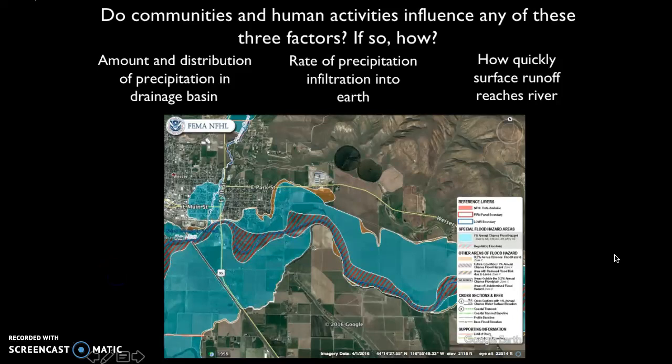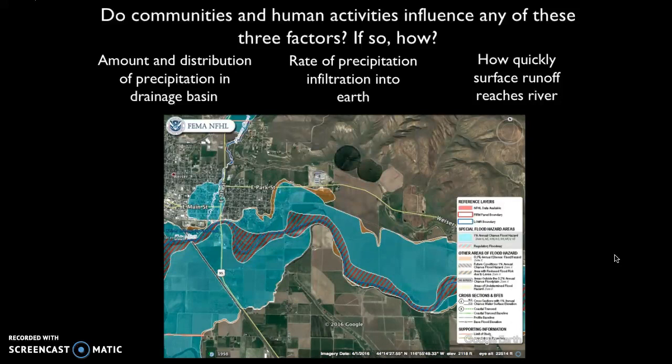Okay, so do communities and human activities influence any of these three factors? And if so, how? So we clearly do influence them. We don't influence the amount and distribution of precipitation in a drainage basin, or not necessarily, directly. We probably are doing so by the amount of heat that we are inputting into the atmosphere. Or not the heat, but the greenhouse gases that later on cause re-radiation and then heat.